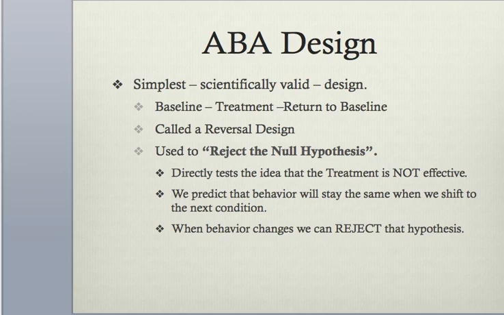There is a null hypothesis in the ABA reversal design. And we directly test the idea that the treatment is not effective. So just like the null hypothesis in a group design, we also test to reject the null. The null hypothesis for us is that no matter what we do for an intervention, behavior will stay the same. And then if behavior changes, we can reject that null hypothesis.